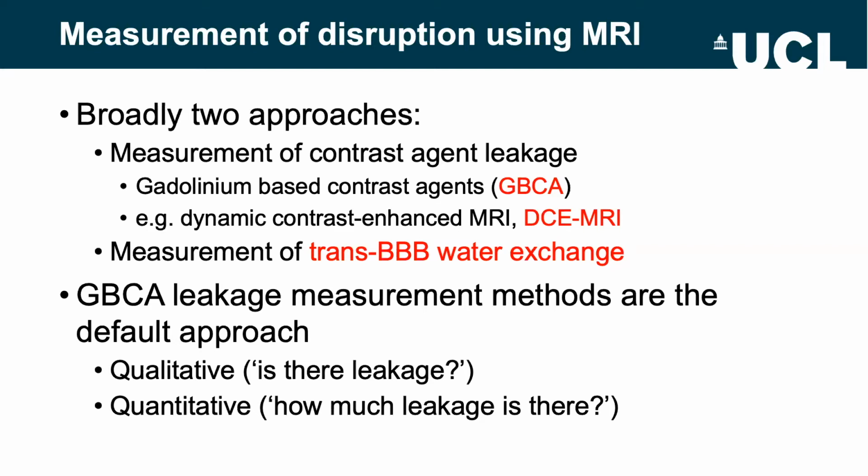And we've already seen on the previous diagram that water is actively transported by these aquaporins. And when we see the breakdown of the blood-brain barrier, with those tight junctions opening, we would expect both contrast agents and water to flow more freely across the blood-brain barrier. So the default approach, radiologically speaking, has been to look at gadolinium contrast agents and how they leak. Radiologically, that's usually a qualitative assessment.